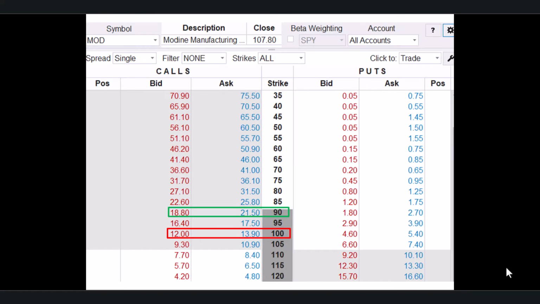Now we want to review a call option debit spread, aka a vertical call spread. For this spread, we want to buy to open the MOD August 16 90 strike call and sell to open the MOD August 16 100 strike call. We're going to base our entry prices on the midpoint between the bid and ask prices. That means we'll buy the 90 call for $20.15 and sell the 100 call for $12.95. $20.15 minus $12.95 equals $7.20. So the entry price or debit cost for the spread is $720.